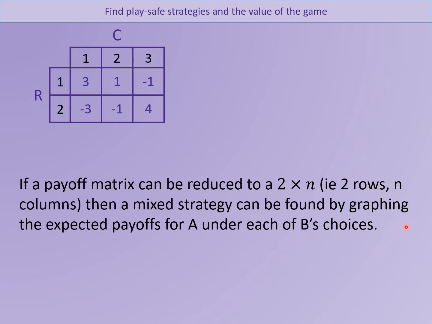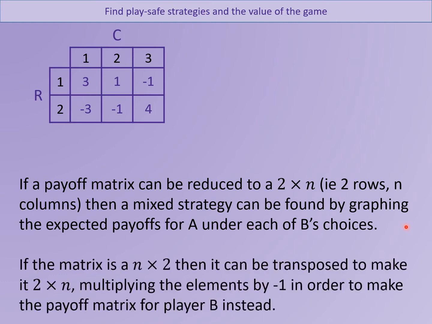If a payoff matrix can be reduced to either a 2 by n, so 2 rows and then any number of columns, in this situation we've got 2 by 3, then a mixed strategy can be found. We're going to need to graph the expected payoffs for player A under each of these choices.